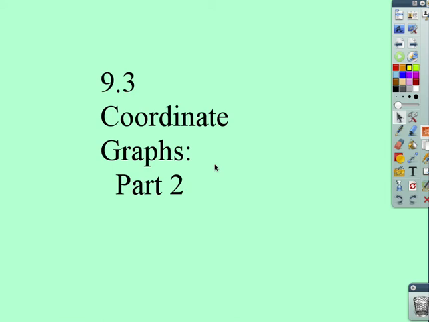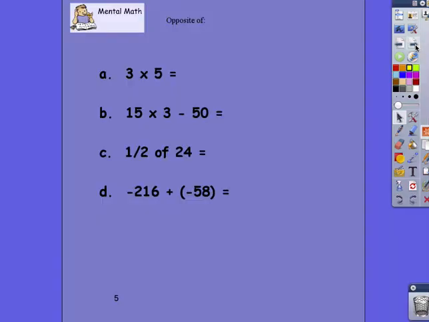Sailboats today, but instead of looking at one quadrant, we're going to be looking at 4 today. Warming up our brains. We're going to be writing the opposite of each of these numbers. So thinking back to last unit, positive and negative numbers, and thinking about order of operations as well.